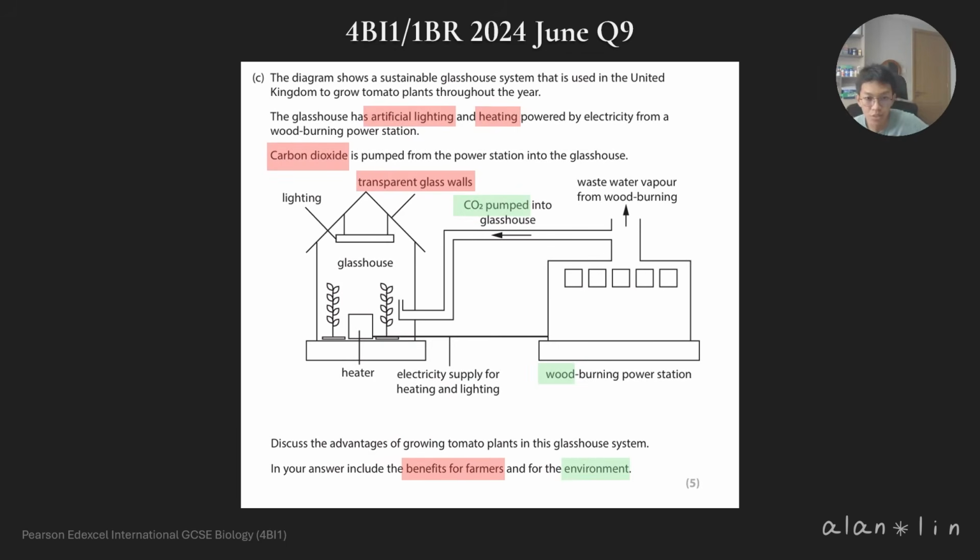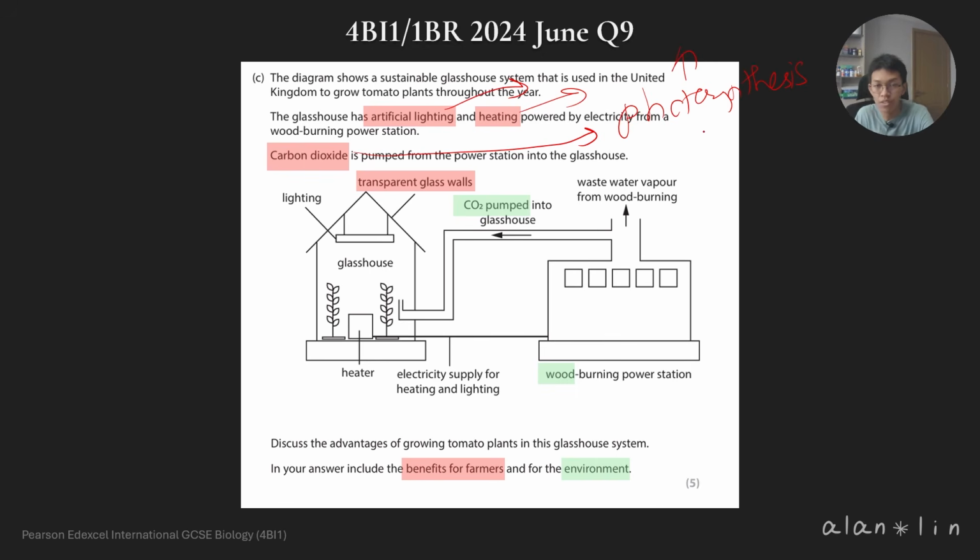Now for this particular question, these are the things that I would highlight. As for benefits for farmers, I will highlight them in red, and as for the environment, I will highlight them in green. And now that's where I am going to be applying my biological knowledge. So when I see artificial lighting, heating, and carbon dioxide, I'm thinking about one thing, and that thing is photosynthesis. High light intensity, warm temperature, and high CO2 concentration are all increasing the rate of photosynthesis.